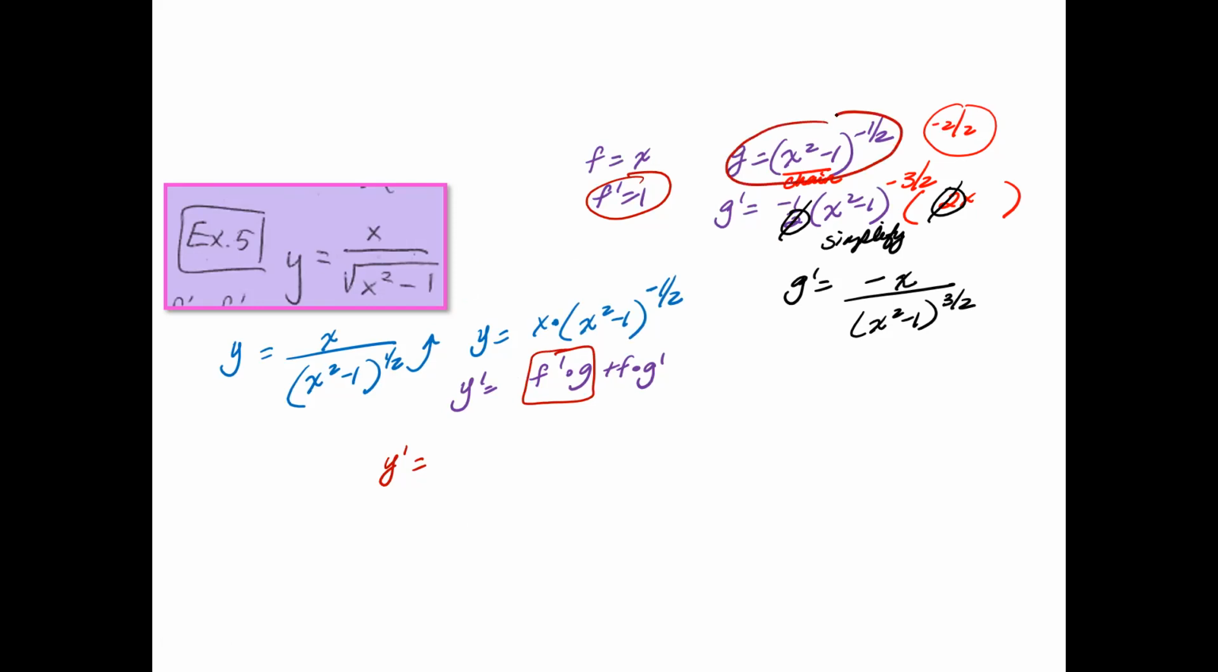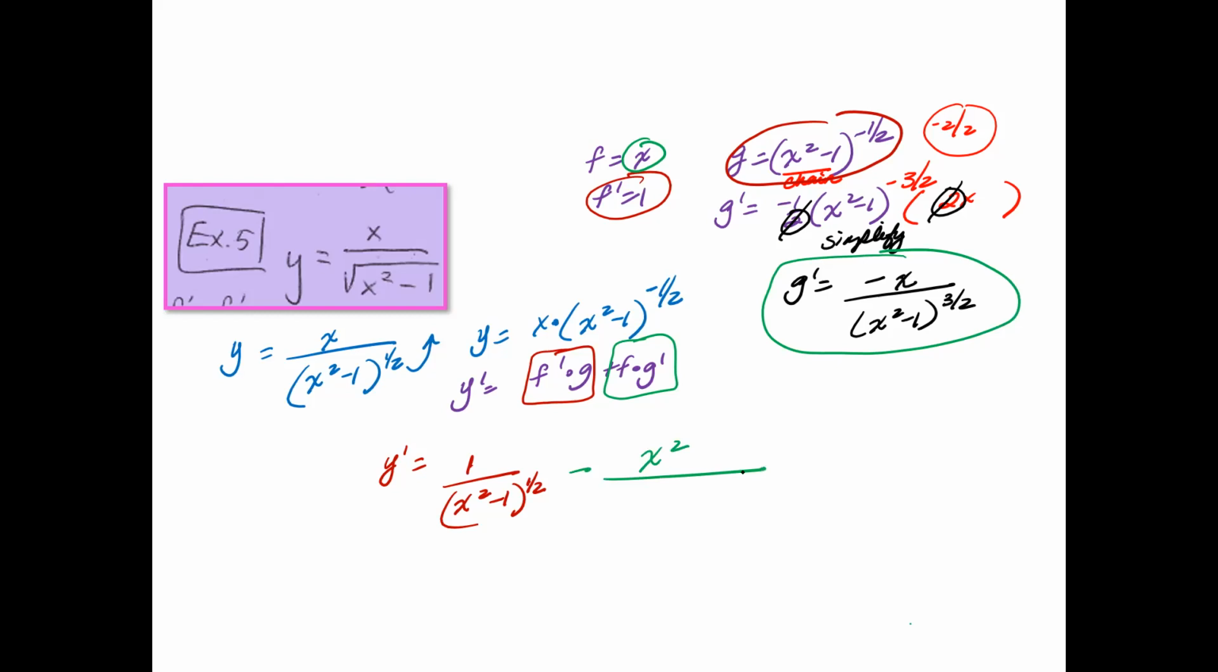Okay, there we go. So that's just going to be 1 over x squared minus 1 to the positive 1/2. I'm going to keep it like that. Plus, you want to do f times g prime. So f times g prime, which is this right here. X times a negative x is going to give me a negative x squared. So I'm going to change that to a minus x squared over x squared minus 1 to the 3 over 2.